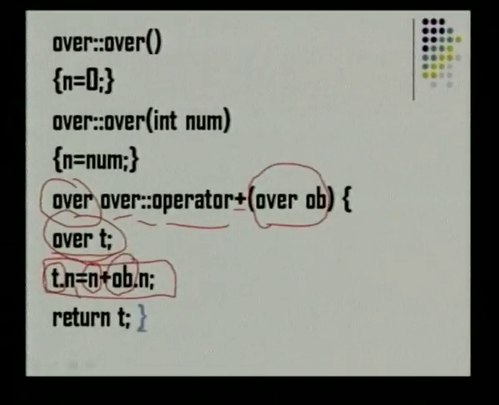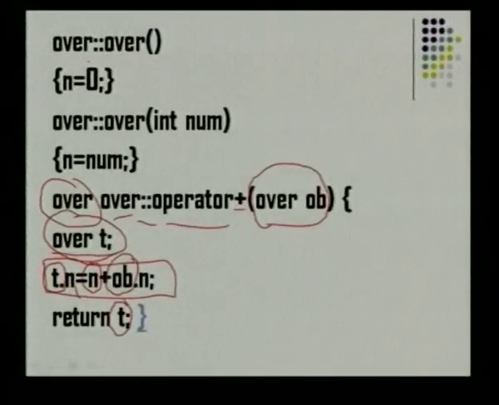So, three objects are involved over here: one object which calls the function, the other object which is passed as a parameter to the function, and the third object which is used to hold the added value or the manipulated value. And finally, you are returning the object which has been manipulated. So, this is how binary operator overloading works.